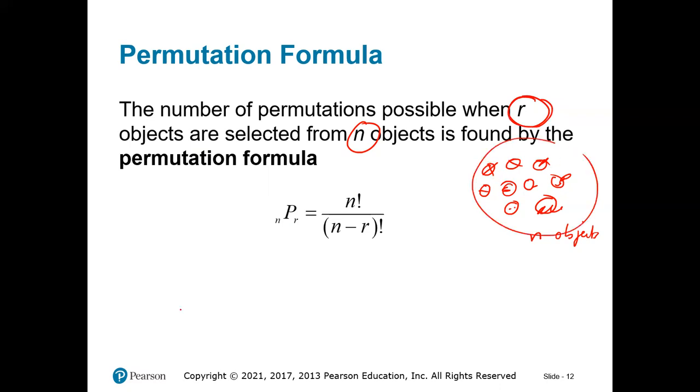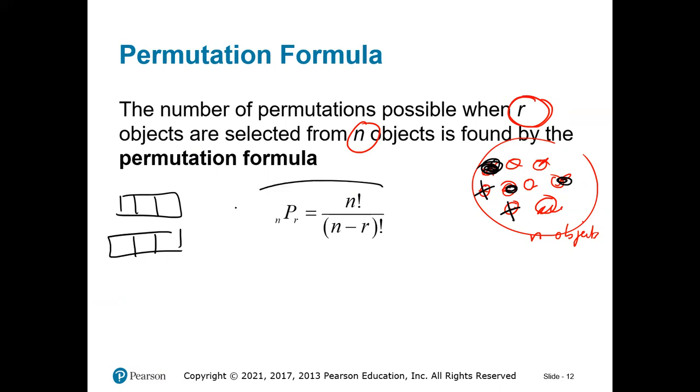Let me change the color here so I can show you. You're going to pick, let's say, 3 of them. I'm going to pick this one, and this one, and put them here. Next time I'm going to pick this one, and this one, then put them here. The order matters. In how many ways can I do this? Well, this is the formula.